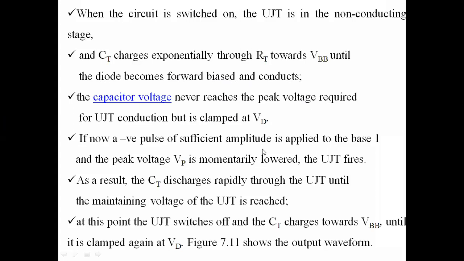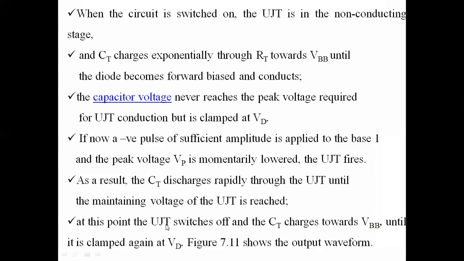If a negative pulse of sufficient amplitude is applied to base one, the peak voltage VP is momentarily lowered, and it makes the UJT fire. When the UJT fires, the capacitor discharges rapidly until it reaches a certain minimum value of the UJT. After that, the UJT switches off.